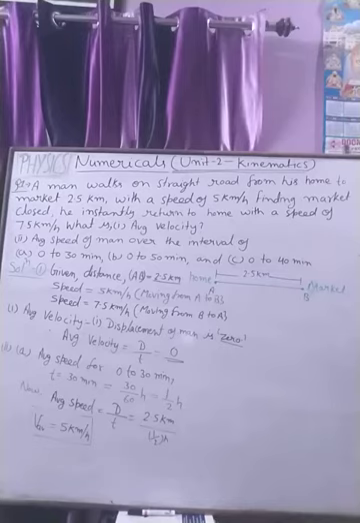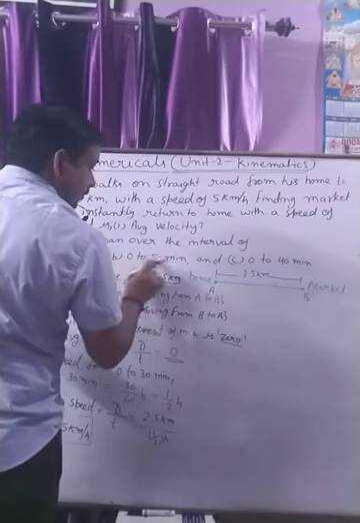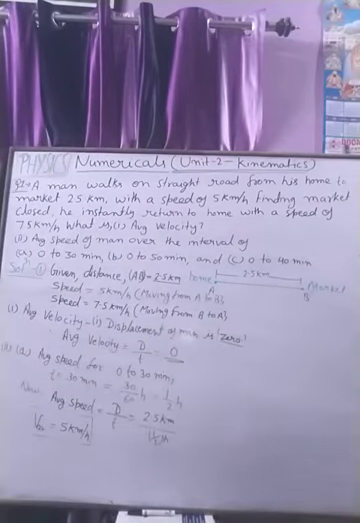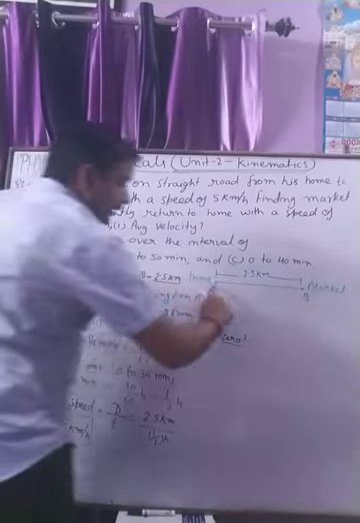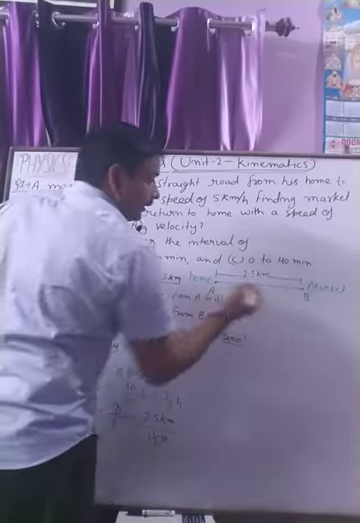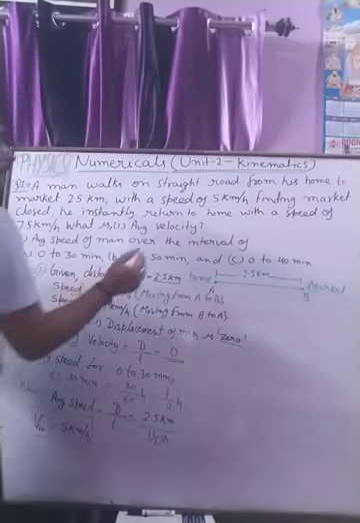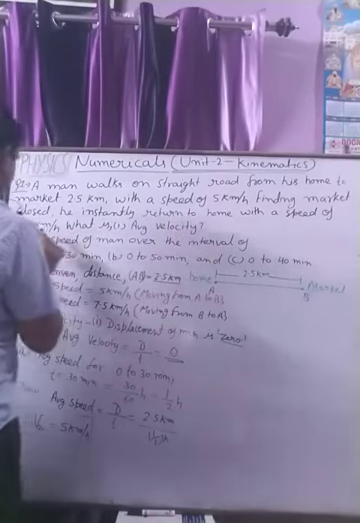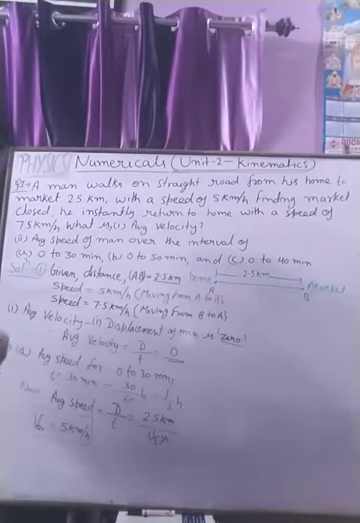Okay, second, average speed 0 to 50. Okay, so 30 minutes he takes to cover the distance from A to B, and when he returns back, then he is moving with a speed of 7.5 kilometer. We can solve this.